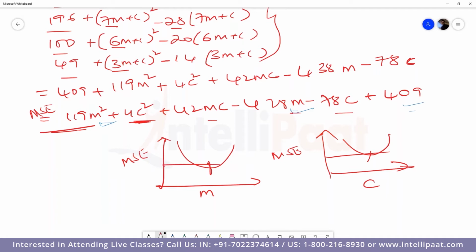But what we're saying is there is a particular value of M for which your MSE is minimum. If you see, this is a minimum point. Similarly, over here also there's a minimum point. A particular value of C where your MSE is sort of minimum, so to say. Now what we are going to do is try and find these values of M and C. What is the value of M, what is the value of C?